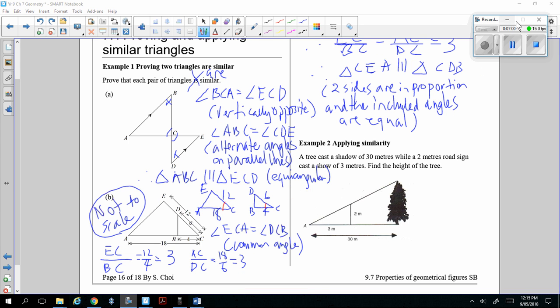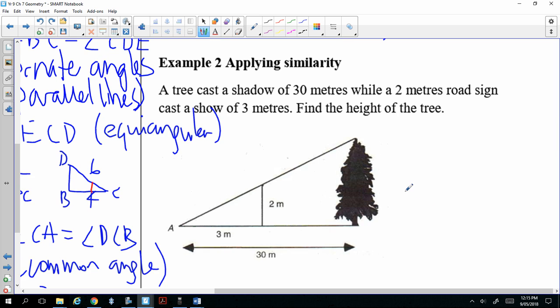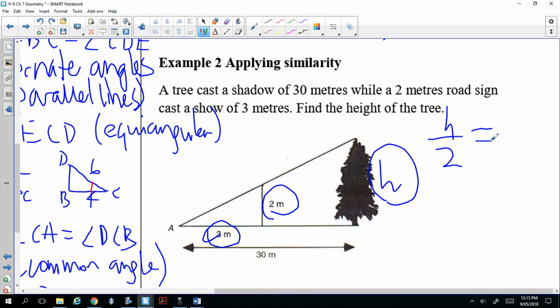On similarity. Okay, let's do this. Now you want to find out the height of the tree using similar triangles. A tree casts a shadow of 30 meters while a 2 meter road sign casts a shadow of 3 meters. So you can use similar triangles. H matches with 2, so write H over 2 equal to, and then 30 matches with 3. Get the idea? The ratio of matching sides are equal.